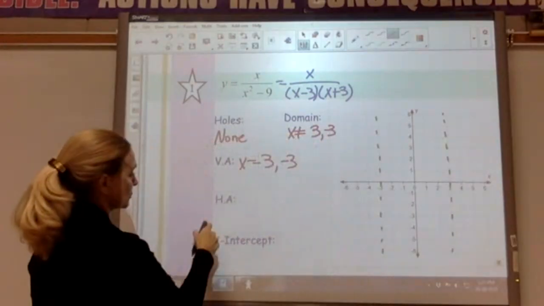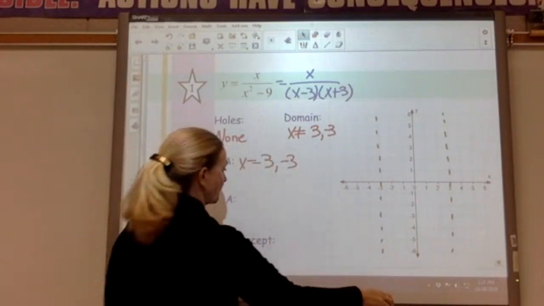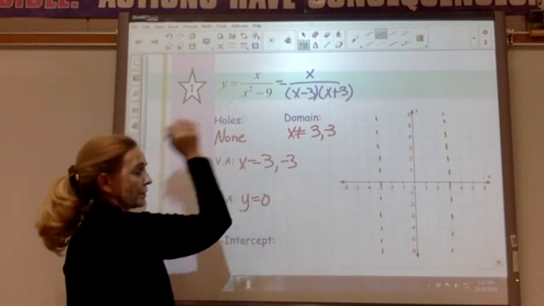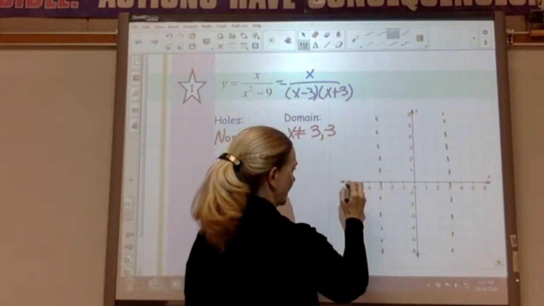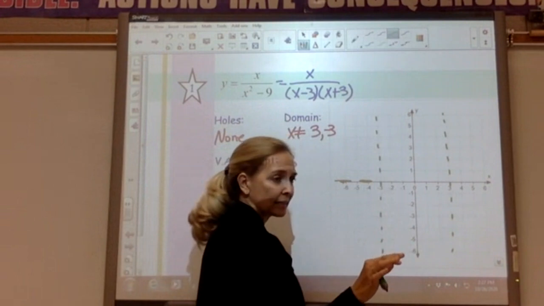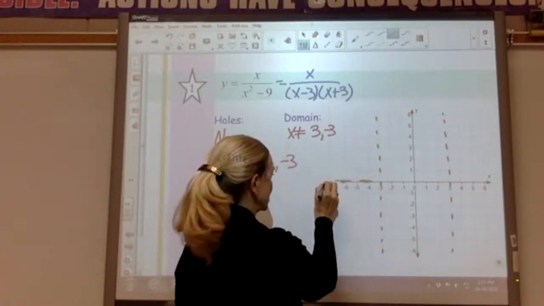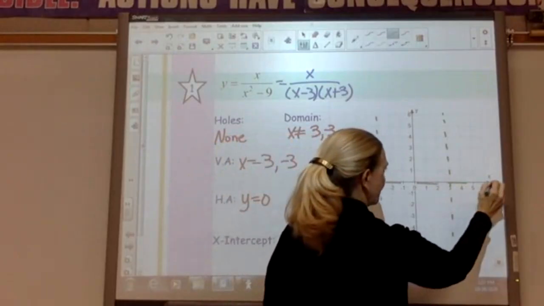Right? Now horizontal. Because the degree of the denominator is larger, the horizontal asymptote is y equals 0. So whenever the bottom is bigger, it's y equals 0. This means we have an asymptote right across here at 0. So I know it's on the x-axis, but I want you to really make it dark, little dashes, or make it stand out past it so I can tell that you knew this was an asymptote.